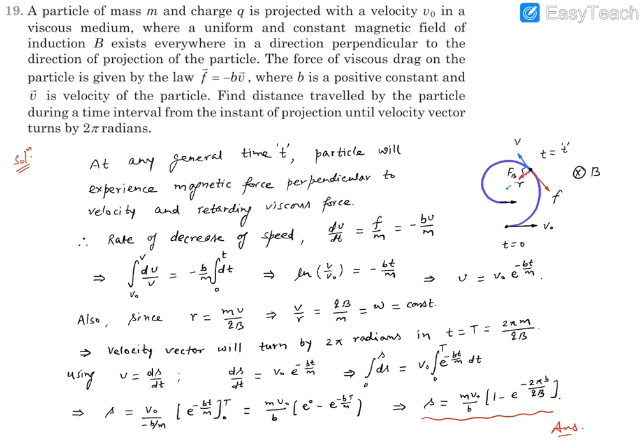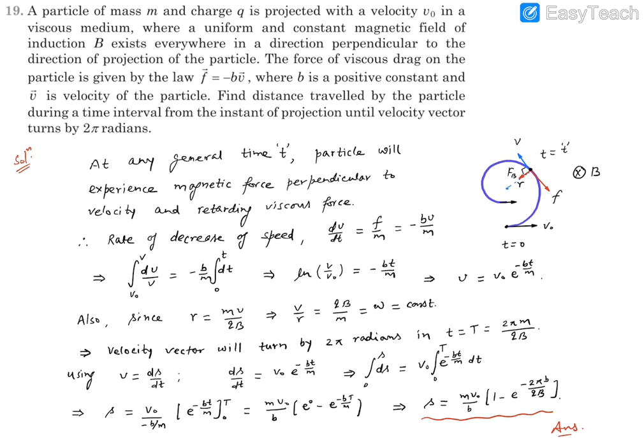And we know the time period of rotation can be written as T is equal to 2 pi m by qB. We could also see from here itself that this time period of rotation is independent of speed. Hence, it remains the same constant. So when the velocity vector turns by 2 pi radians, it must take one time period, capital T time. So the final limit is going to be capital T.